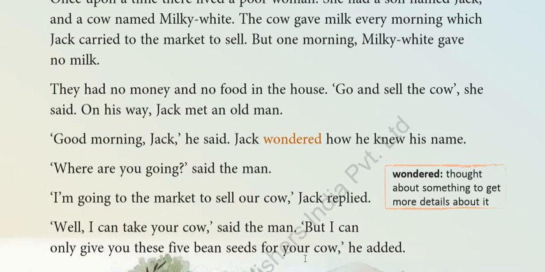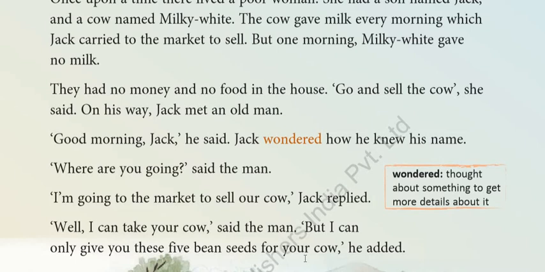So, yes, if you have given the answer Milky White, you are absolutely right. Now repeat the sentence after me. The name of Jack's cow was Milky White. Repeat one more time. The name of Jack's cow was Milky White. I hope now you will remember this.